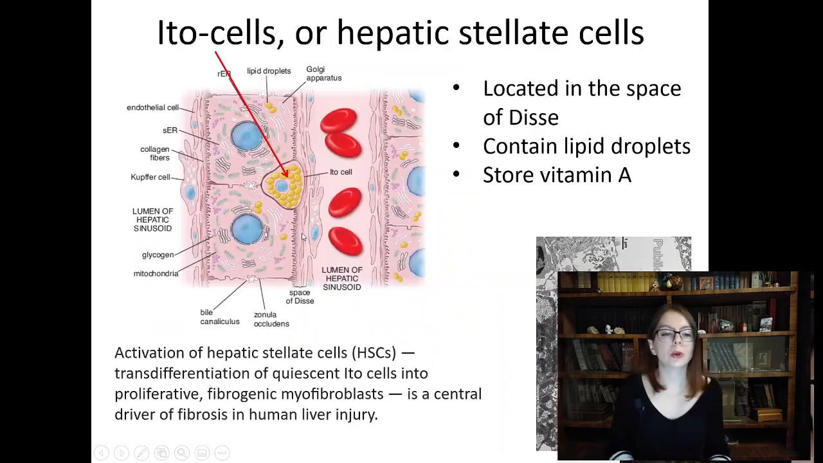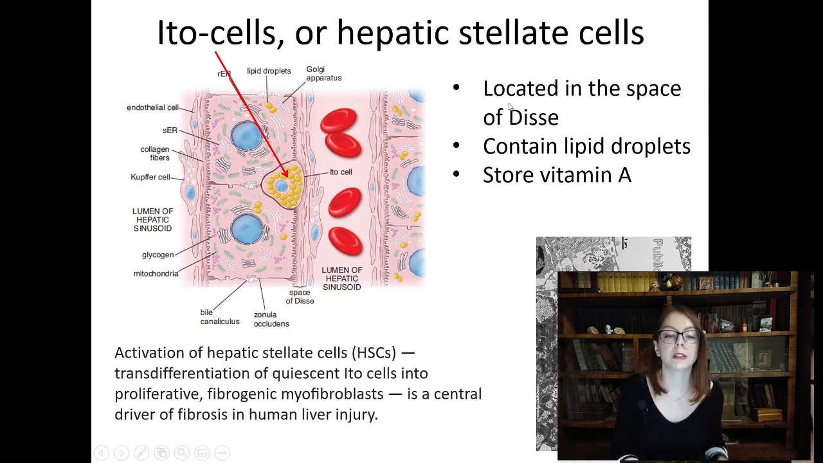Okay, so after that, one more cell population should be mentioned, very important. These are the Ito cells. And what I want to highlight, this is the subject of eternal confusion. Hepatic stellate cells, these are the Ito cells, lipid storing, and they are located in the space of Disse. They contain lipid droplets and they store vitamin A.